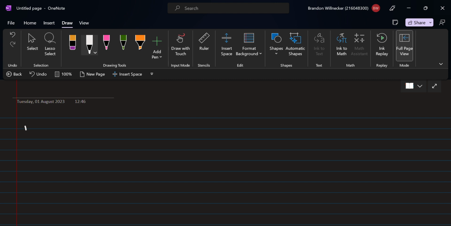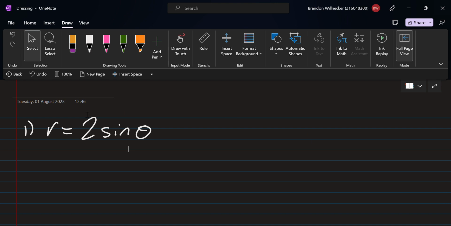Okay, so let's start with the first one. R is equal to 2 sine theta. So the way you need to think of this is instead of y as a function of x, we now have r as a function of theta. Okay, so in fact we could write this as r of theta, but usually it's just written r. Like we have y equals x squared. We don't write y of x, we just write y.